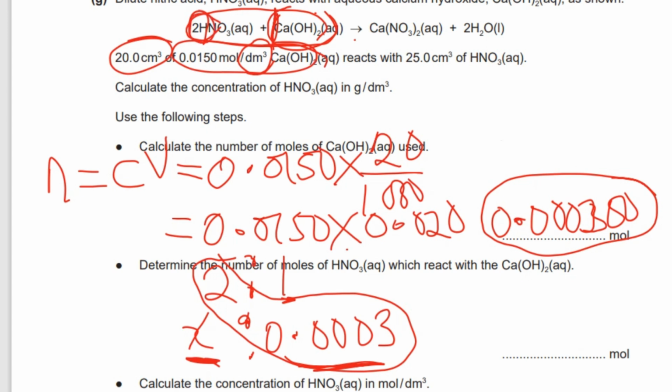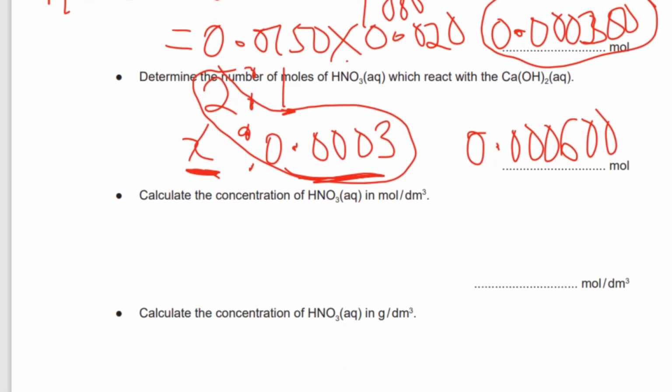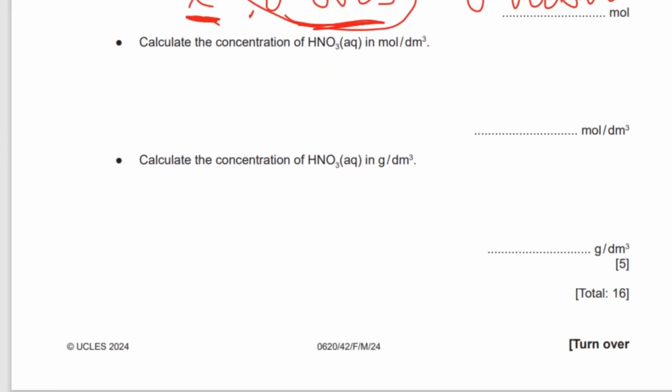So punch your calculator, just multiply by 2 and you have 0.0006. You want to leave your answer to 3 significant figures. Alright, that is pretty straightforward too.